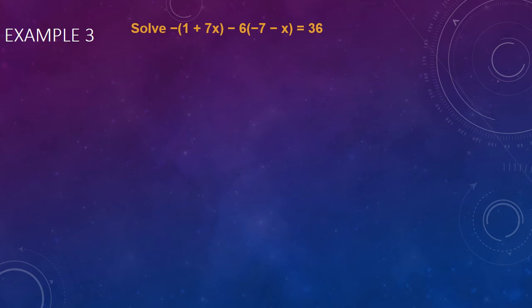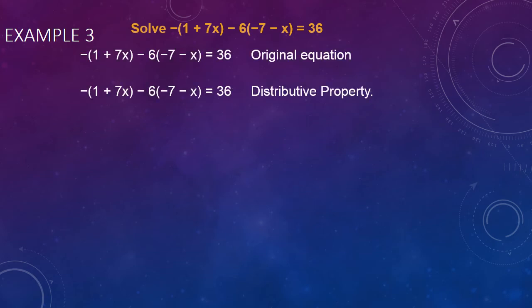So it's negative 1 times the sum of 1 plus 7x. So the first thing I need to do is apply the distributive property. I'm going to distribute negative 1 times 1 and negative 1 times 7x. Then I will distribute negative 6 times negative 7 and then negative 6 times negative x, all of that equal to 36. My resulting equation is negative 1 minus 7x plus 42 plus 6x is equal to 36.